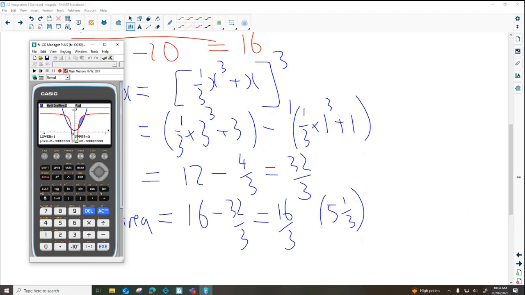Okay, folks, so that's mainly a recap of A-level A1 integration. The rest of this lesson will introduce you to some A2 rules.